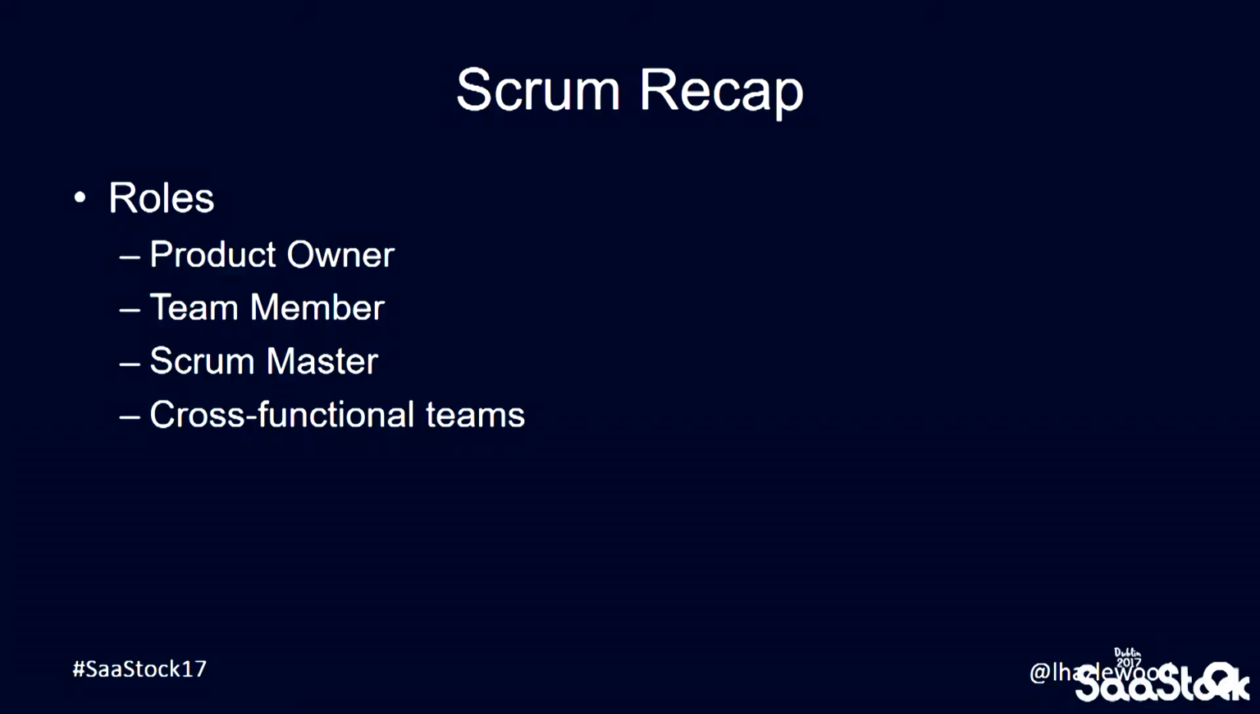In Scrum, there are roles. There is a product owner, the person or people who are trying to build something. The team members, the ones that are actually going to build it. There's a scrum master, a person who has the responsibility of making sure the process goes along smoothly. And then the teams are composed of cross-functional teams. So you have people of many different disciplines in a single team trying to work towards a common goal.